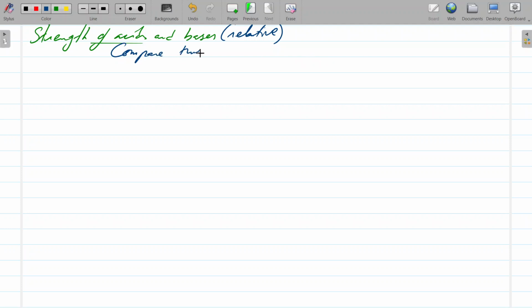Now, what is the strength of acids and bases? That depends, right? First of all, it's relative. So you have to compare two or more, at least two, acids or bases with each other. Remember, to understand the strength of these, you will be comparing one acid to another. You will not be comparing an acid to a base because they're two different things.